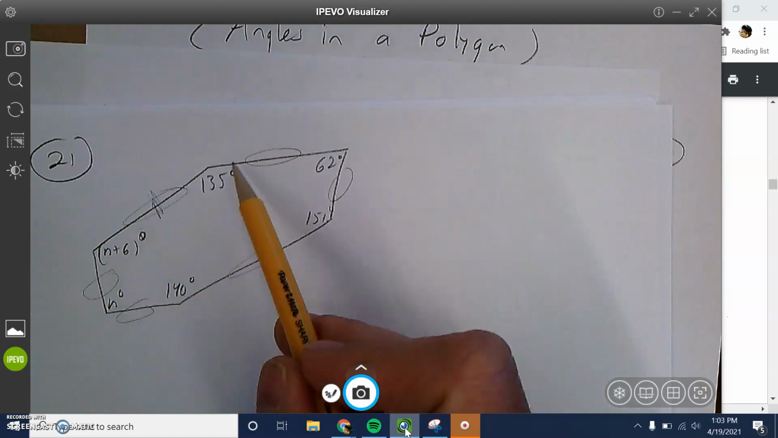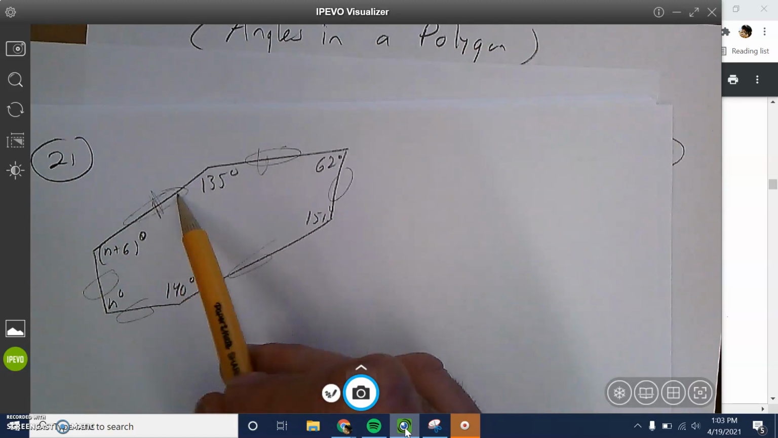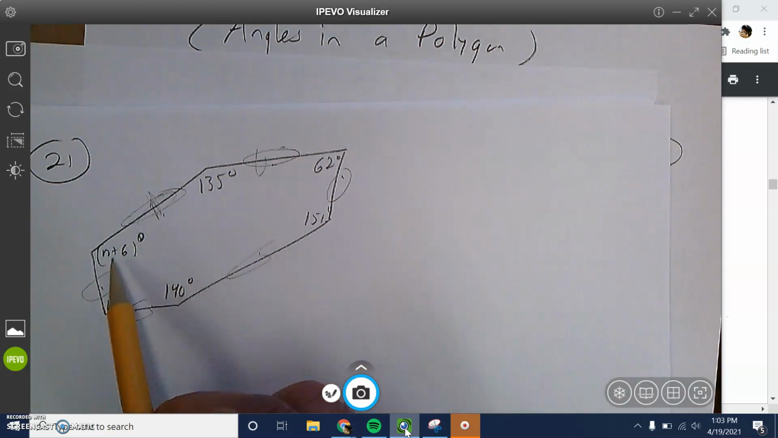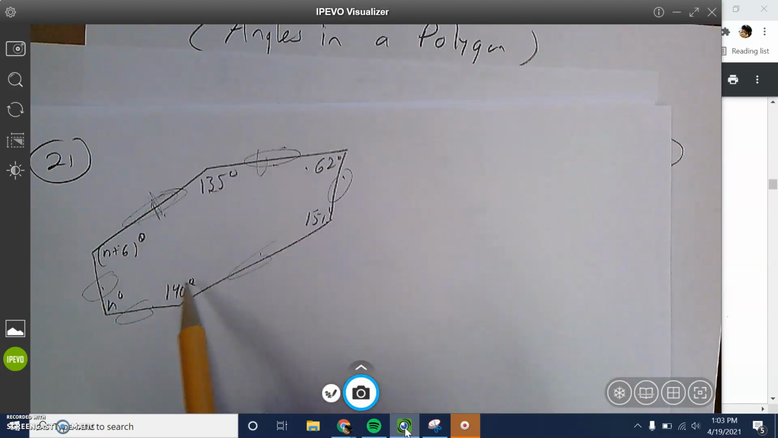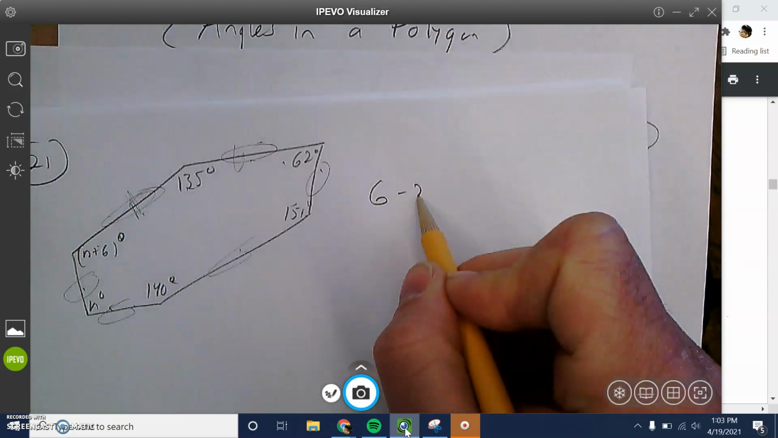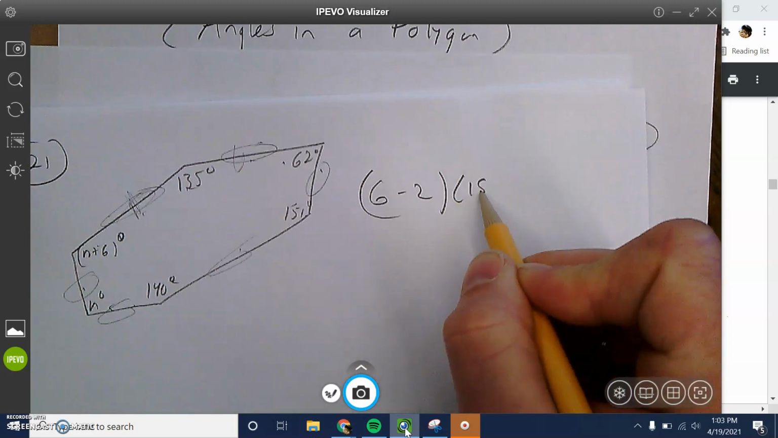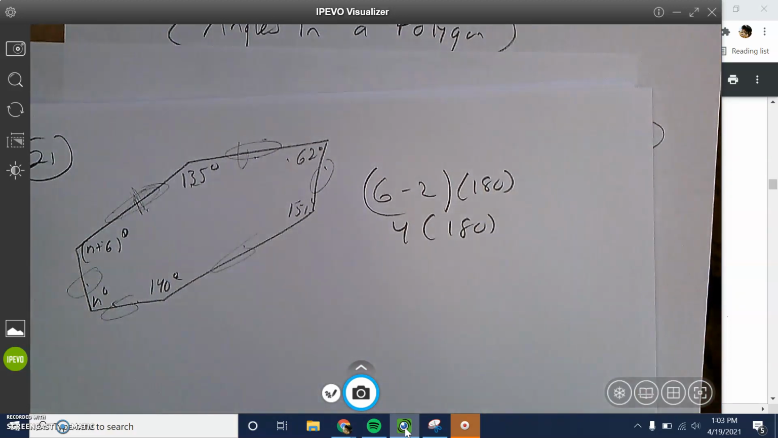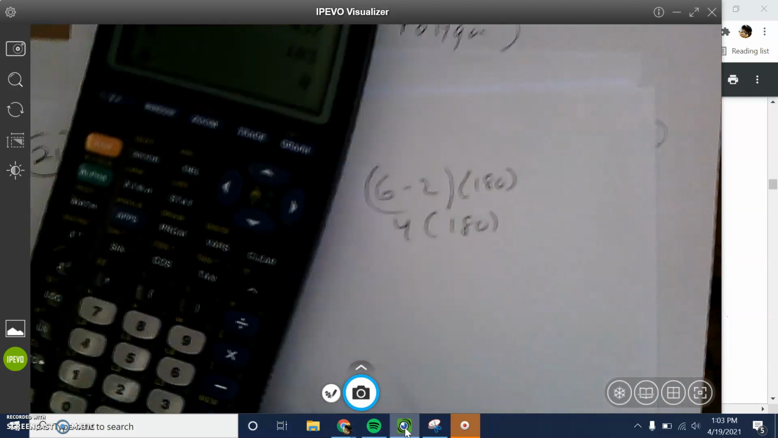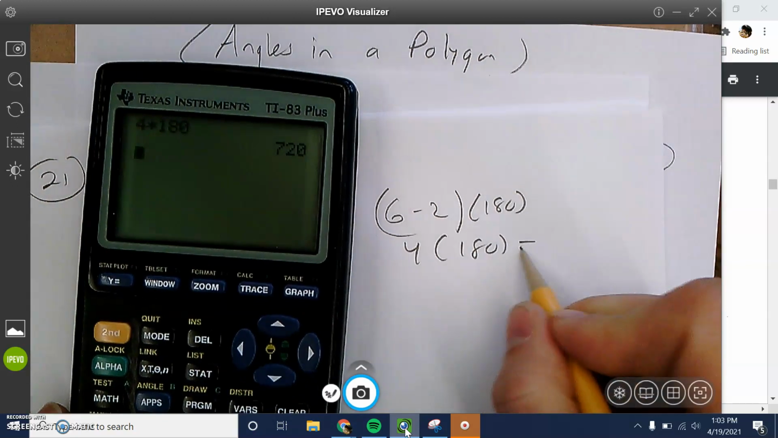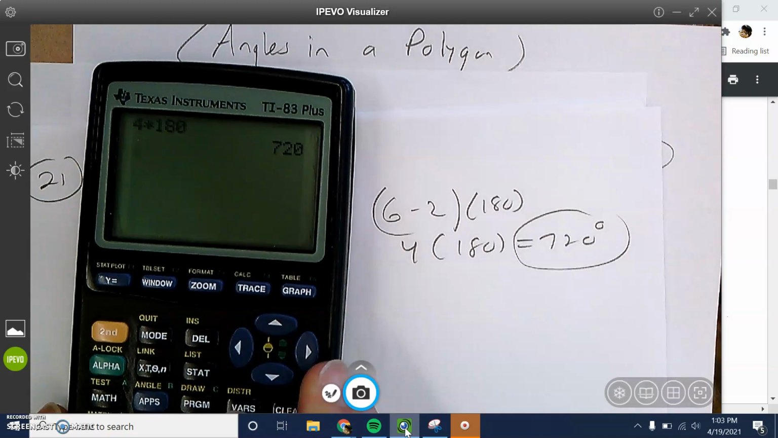I'm just drawing a little circle right here to remind myself. It doesn't mean congruent. 1, 2, 3, 4, 5, 6. You can count the sides or the angles. So we got 6. So 6 minus 2 times 180. So that's 4 times 180. So 4 times 180 is 720. So all the angles equal 720.